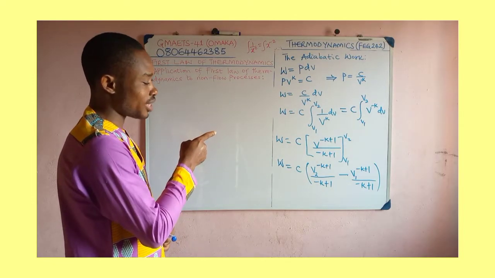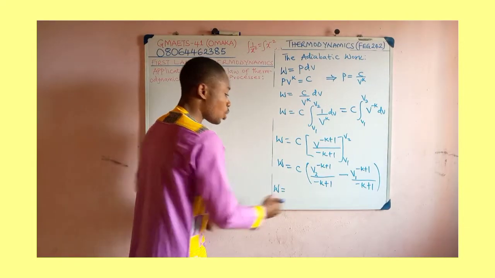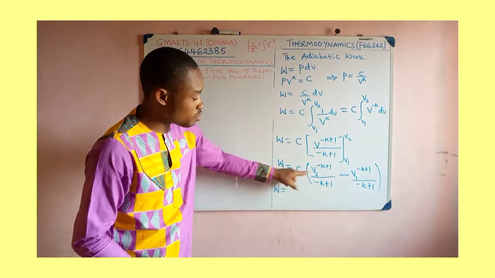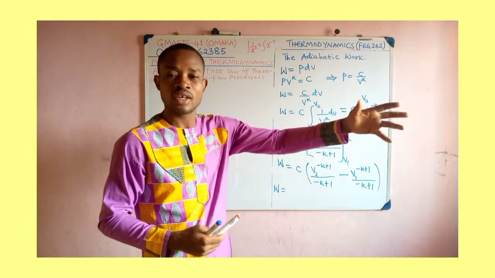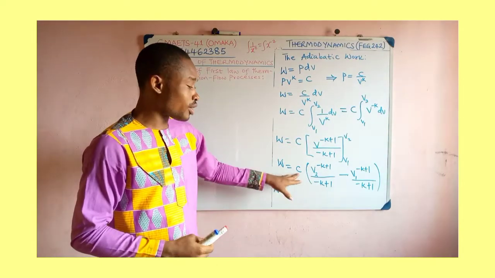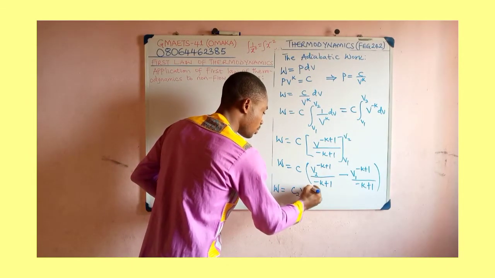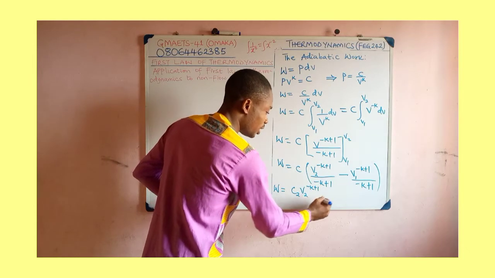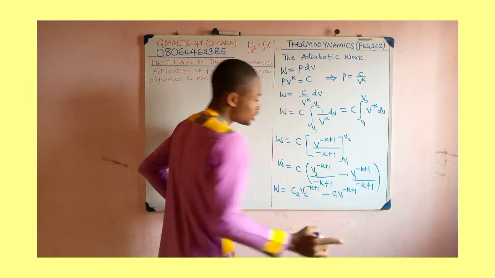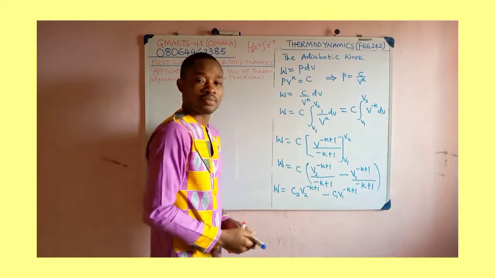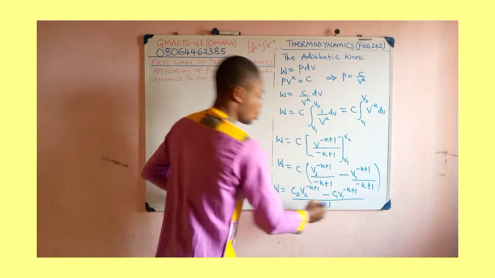Now, if we open up the brackets with our C, what are we going to get? W will now be equal to, now, you watch this. This constant is multiplying V2, the final volume. It means that the constant will be operating at the final state of the system. So we'll call the constant C2. I'll put C2 V2 raised to the power minus K plus 1, and that will be minus C1 V1 raised to the power minus K plus 1. Take note that the denominators are the same. So just like LCM, you can pick one of the denominators. So you have minus K plus 1 there.